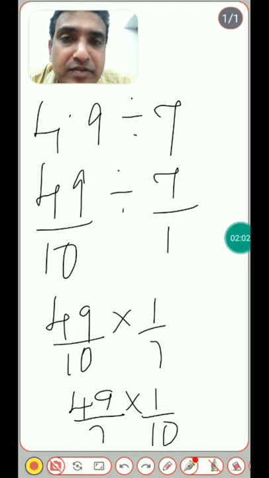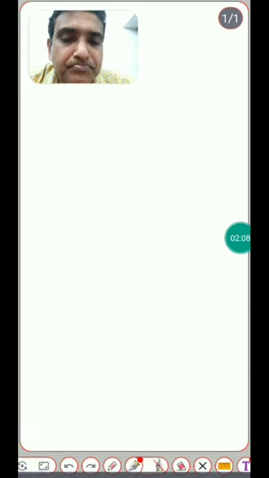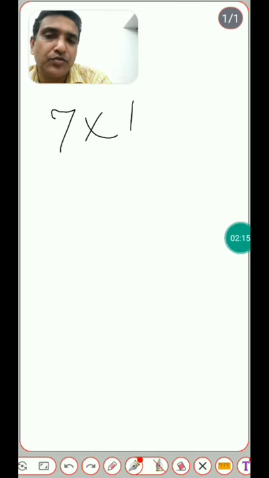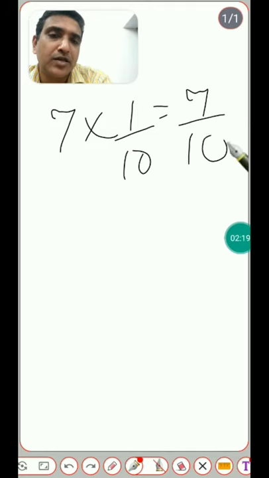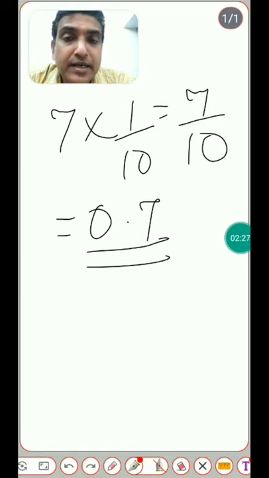What is 49 divided by 7? 49 divided by 7 is equal to 7. So you can write 49 divided by 7 equal to 7, 7 into 1 by 10. 7 into 1 by 10 means 7 by 10. What is 7 by 10? That is 0.7. This is another way of doing the decimal division.